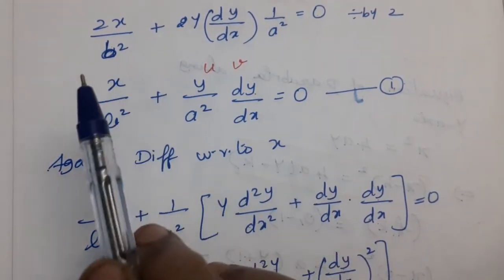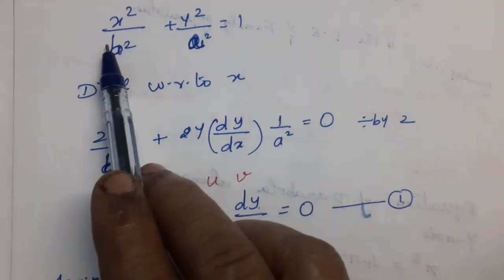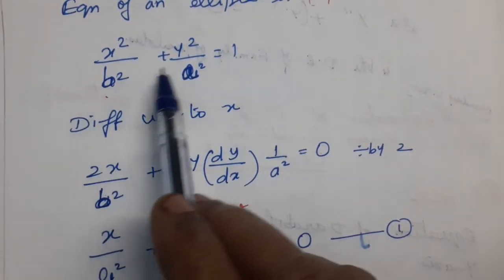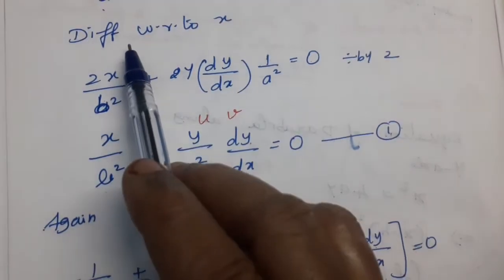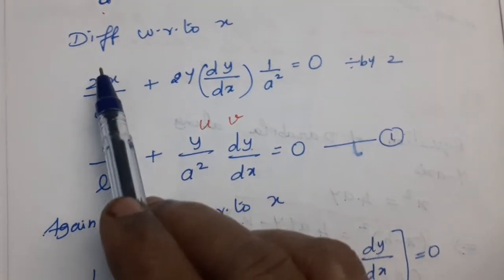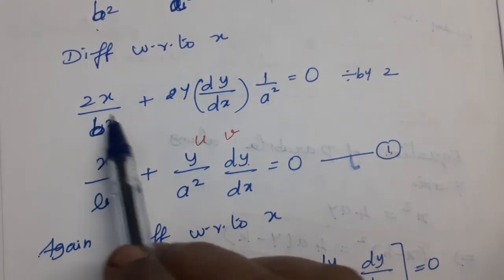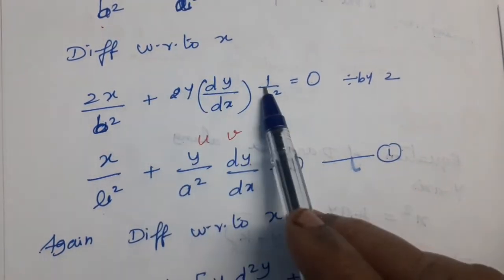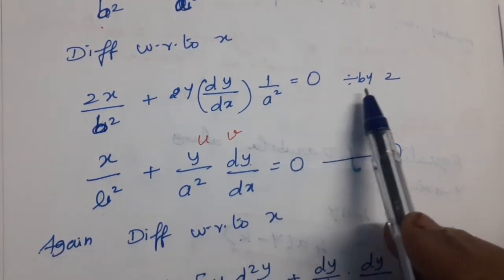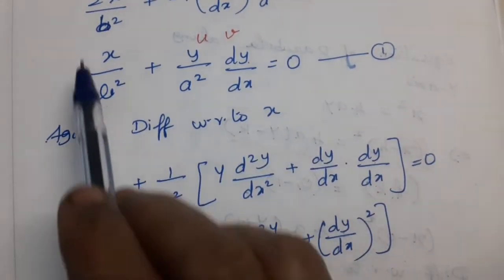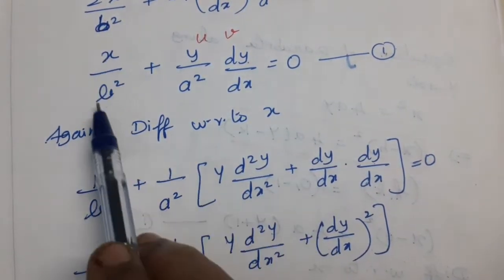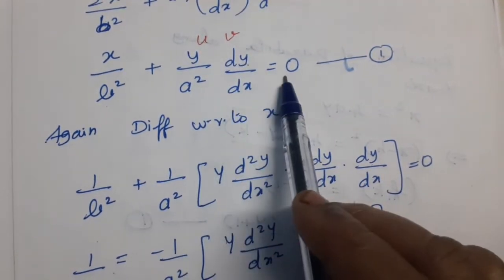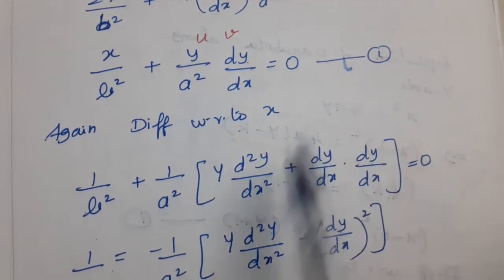So first, the equation of the ellipse on the y-axis is x square by b square plus y square by a square equal to 1. Differentiate with respect to x: 2x by b square, because b square is constant, plus 2y into dy by dx into 1 by a square equal to 0. Divide by 2 and cancel: x by b square plus y by a square into dy by dx equal to 0. Keep this as equation 1.